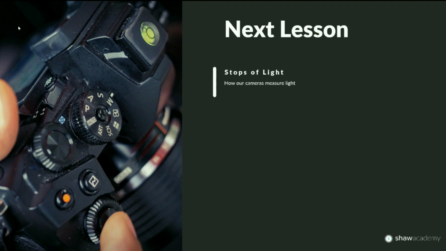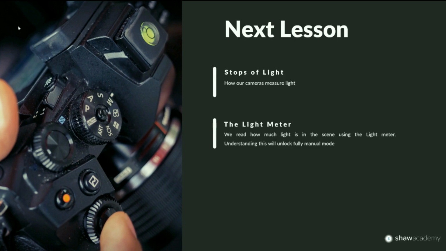This is how basically we measure light in the camera. We have the light meter, which allows us to read how much light is in the scene. So understanding the light meter will unlock fully manual mode, basically giving us the power to make decisions as to whether we want to add more light or reduce the amount of light in a scene. And we'll also have a look at how to use exposure compensation, which is very useful if we're photographing in our shutter priority, aperture priority, or program modes.